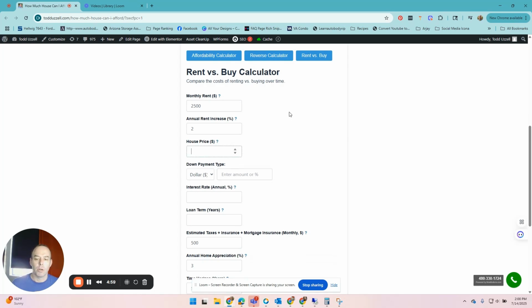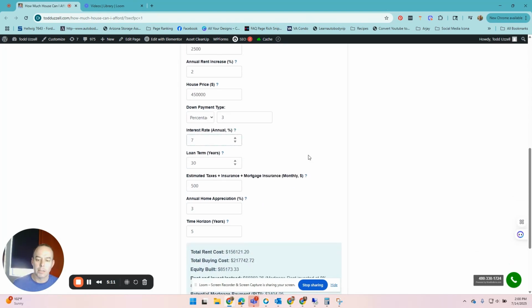And you want to buy a house, we'll stay on the $450,000. Down payment percentage, stay with 3%. Annual interest, we'll go with 7. Loan term, 30-year standard. $500 for tax and insurance. Again, we're going to say typical Arizona home appreciation is 3%. Could be more, but we're going to be conservative for this calculation, and we're going to push a time horizon out to 5 years. So we're going to assume if we rented, or if we owned, for the next 5 years, what does that look like?